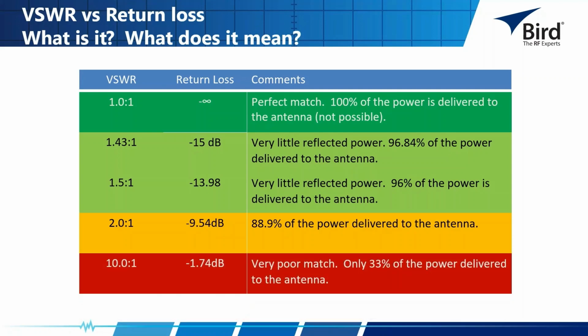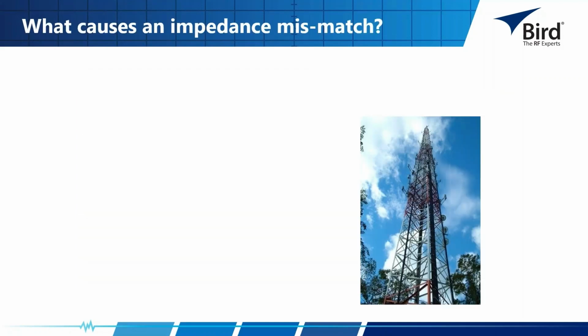And if you rise up to 10.0 to 1 VSWR or negative 1.74 dB on the return loss scale, this is a very poor match. Only 33% of the power gets delivered to the antenna, and the rest is being reflected back. Think about it. If you have a 10 kilowatt transmitter, and only 33% of the power is delivered to the antenna, that means about 6,700 watts is getting reflected back to your transmitter, and you're going to have some issues. So this is the relationship between VSWR and return loss.